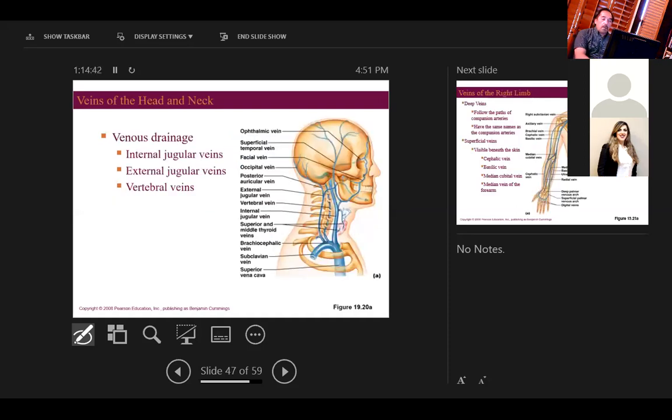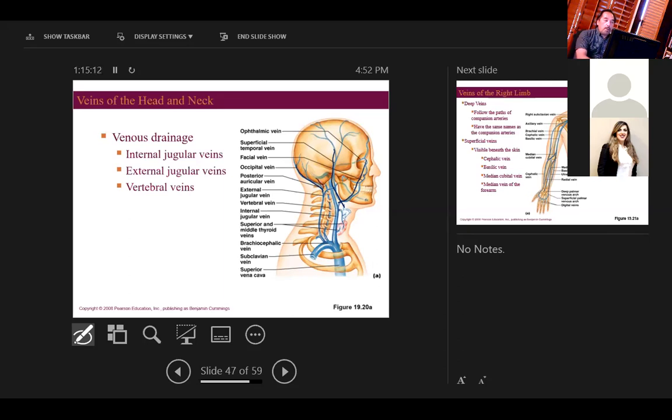Now let's take a look at the vessels here. The vessels actually just follow the arteries. We have the superficial temporal vein, the occipital vein. I'm not telling you to go and look for where it goes; I'm just telling you that it always follows the artery. We have the facial vein, and then we have the posterior auricular vein right here at the back of the ear.